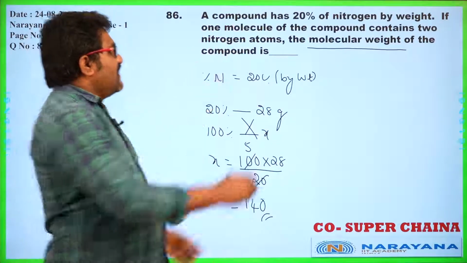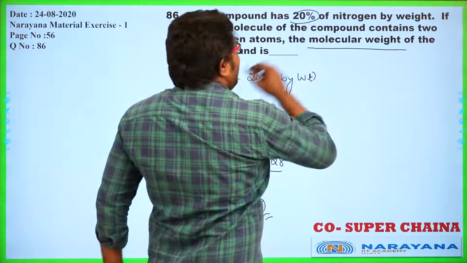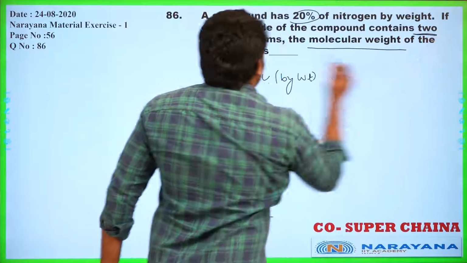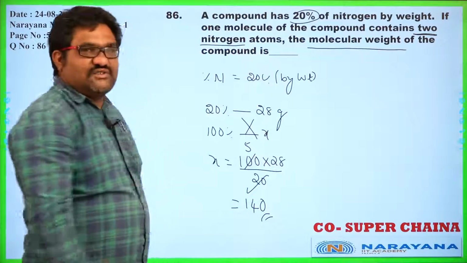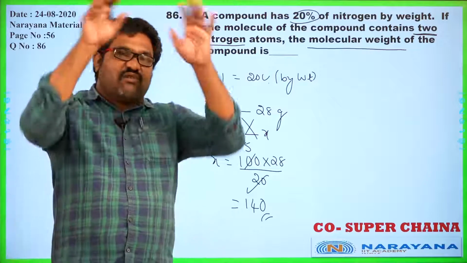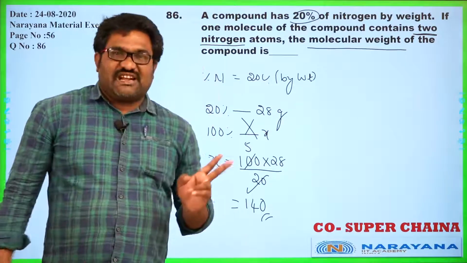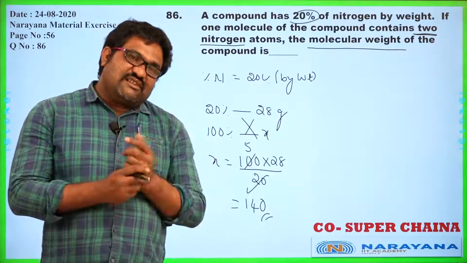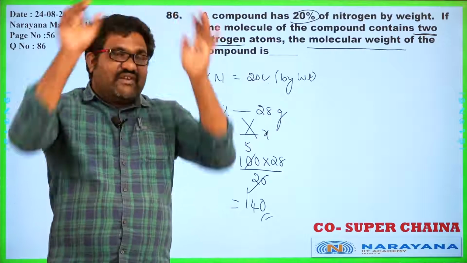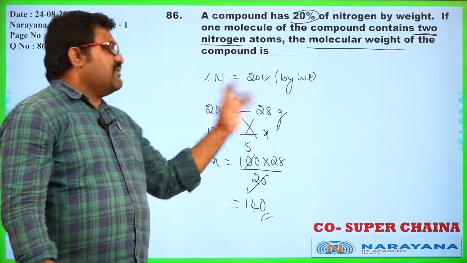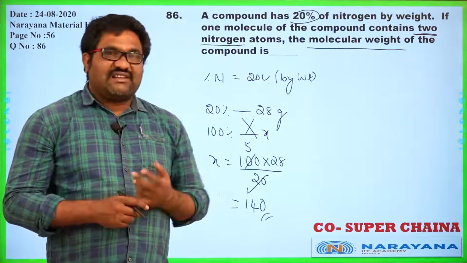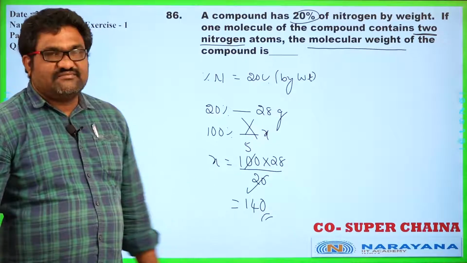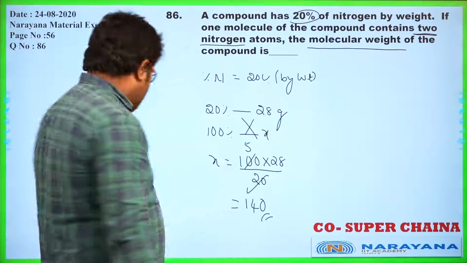How am I able to do this? In one compound 20% and how many nitrogen atoms are there? 2 nitrogen atoms are there. So 2 nitrogen atoms means, in 1 mole, 2 moles of nitrogen atom. The gram atomic weight of nitrogen is 14, so 2 moles of nitrogen atom is 28 grams. So the total compound weight, with 20% occupying 28 grams, I can calculate the total weight of the compound. Yes, that is 140. Let us go for the next question.